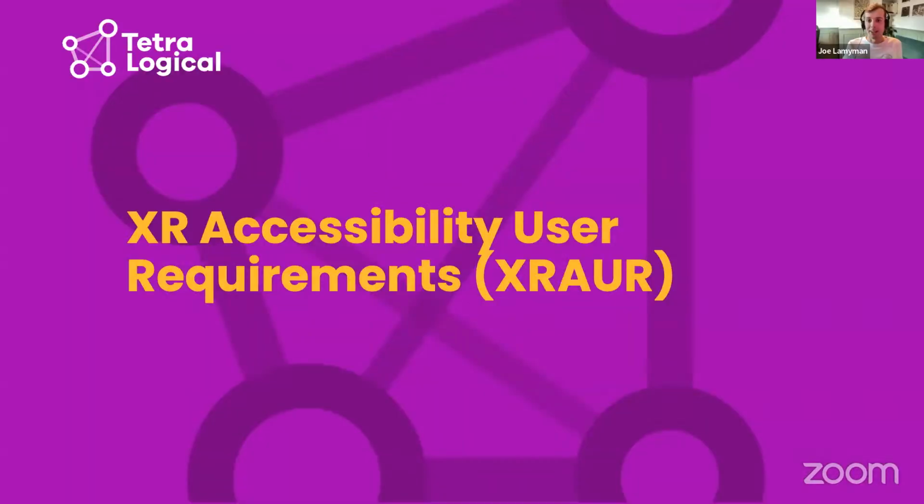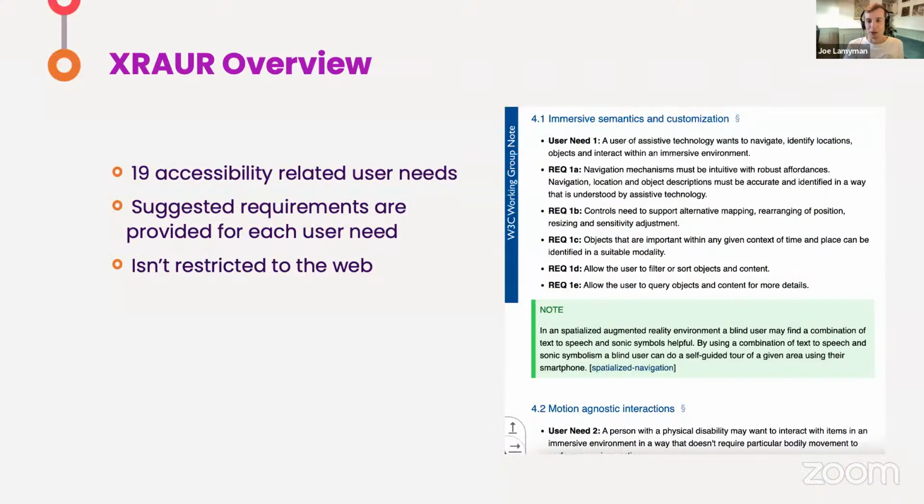What we do have instead is the XR Accessibility User Requirements, or XRAUR, if you're a fan of acronyms. And it's another document by the W3C that includes 19 accessibility-related user needs. These are typically presented as a sentence or two. They're not particularly long or in depth, but what they do is neatly describe how somebody would expect to use XR or want to use XR.